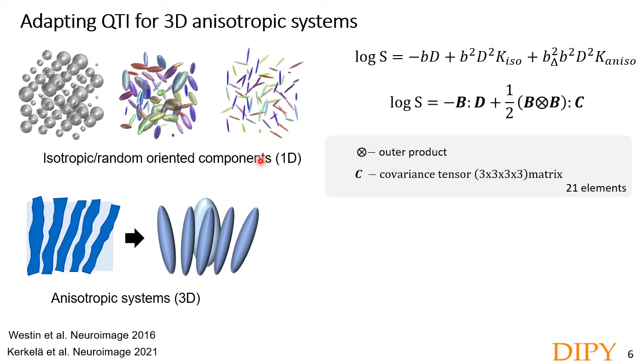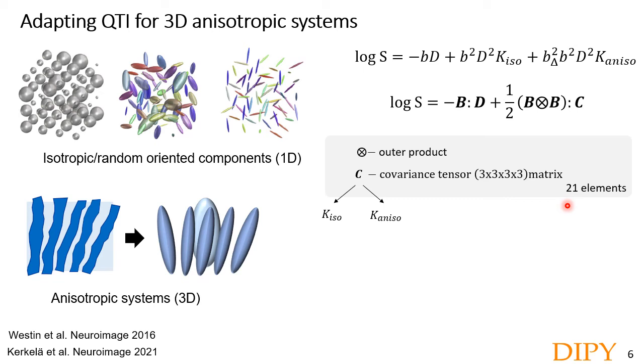From this expression, we can estimate the total diffusion tensor, basically the tensor of DTI, together with the covariance tensor, which is a 3 by 3 by 3 by 3 matrix with 21 unique elements. From this tensor, we can calculate the QTI unique parameters, such as K-iso and K-aniso estimates.